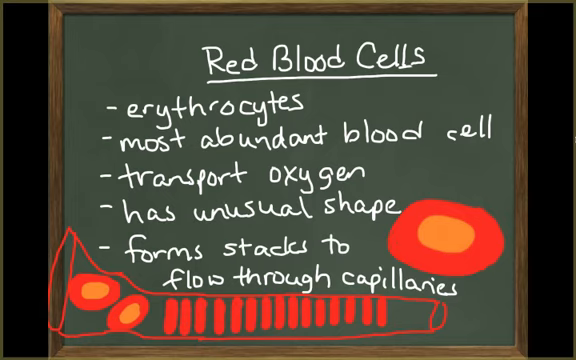It has an unusual shape, with a thin central region and a thicker outer margin, making the surface area of the red blood cell larger and allowing the red blood cells to form stacks like dinner plates. While stacked together like dinner plates, they are able to flow through the narrow blood vessels such as the capillaries.